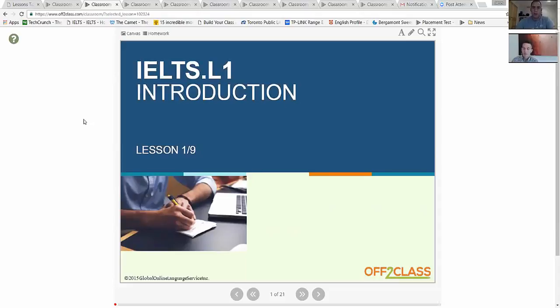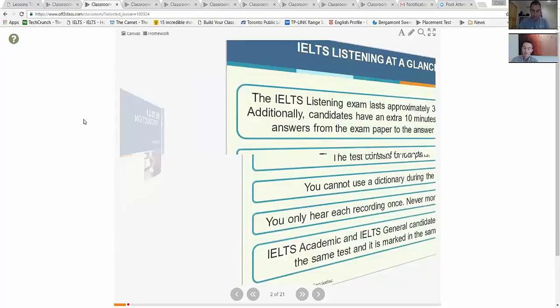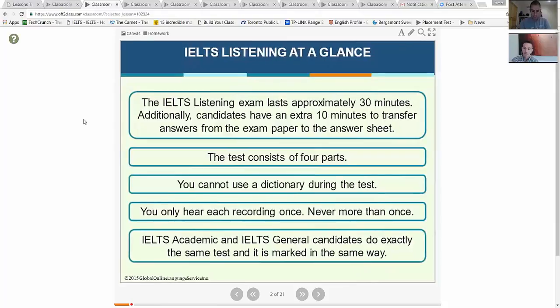So when I start with the introduction, really the one thing that I would focus on with a new candidate is that in the listening section, you will only hear each recording once. You will never hear it again. And this is really important because when you are in a lesson environment with a student, obviously we repeat things, we allow students a second or third occasion to be able to get the answer right, but in the exam, never more than once.